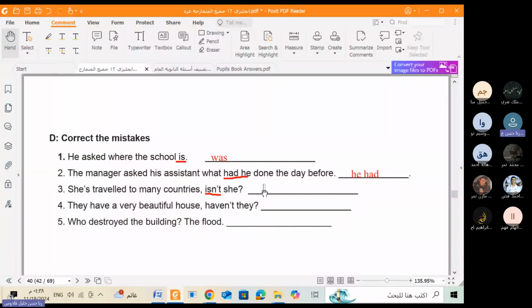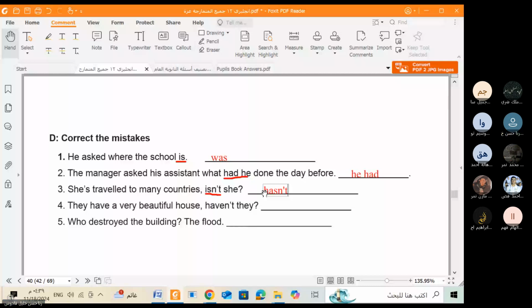Very good. She's is an abbreviation of she has, because it is followed by the past participle. But if it is -ing, if it was she's traveling, it is correct to say isn't she. But here she's traveled is a past participle, so we should say hasn't she. That's right. Thank you.